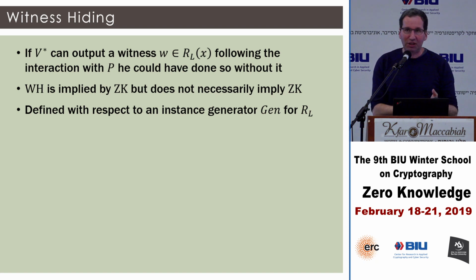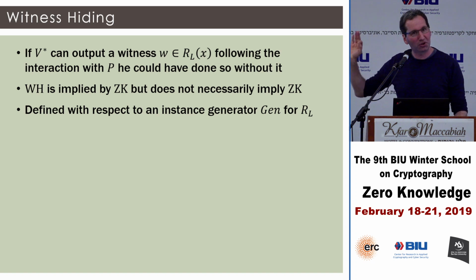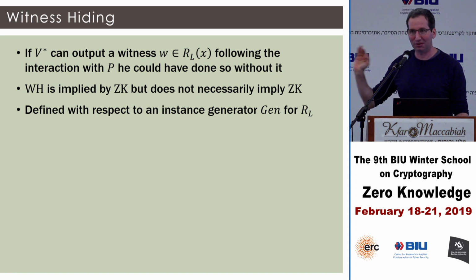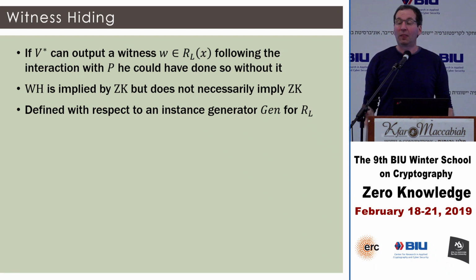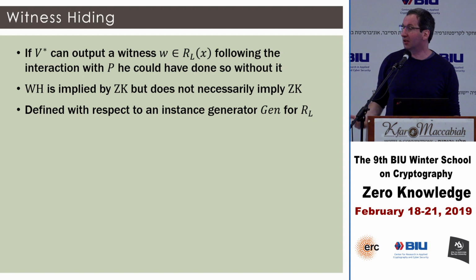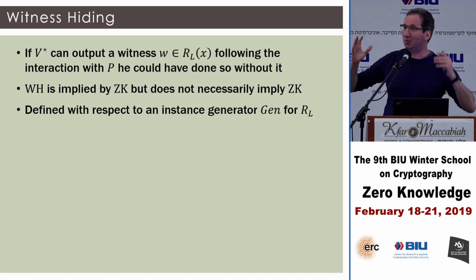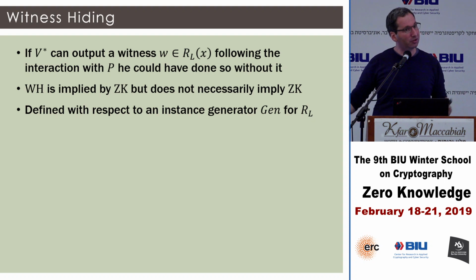So what does witness hiding mean at a high level? It means the following. If V star can output a witness following the interaction, he could have done so without the interaction. It's a weakening of zero knowledge. It's in the same spirit, right? Zero knowledge says whatever V star could have done with the interaction, he could have done without it. Here we're focusing on a specific task that he could have done without: just finding the witness. Witness hiding is certainly implied by zero knowledge, but does not necessarily imply zero knowledge. It might be, for instance, that following the interaction I might be able to output the first bit of the witness, but still not be able to output the entire witness. This is not zero knowledge, but it is witness hiding.